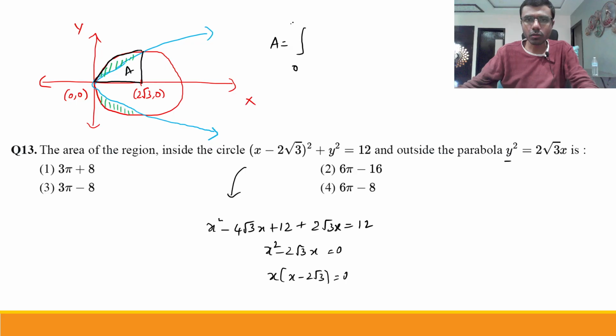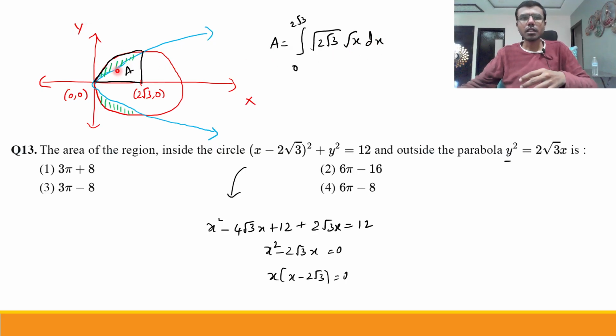integral 0 to 2 root 3. This is y square, right? So y square is 2 root 3x. So this would be nothing but under root of 2 root 3 and then root x dx. Just find out this area. So quarter circle minus this area will give you the green shaded region, and then multiply by 2 because it's symmetric there, and then you would get the answer.